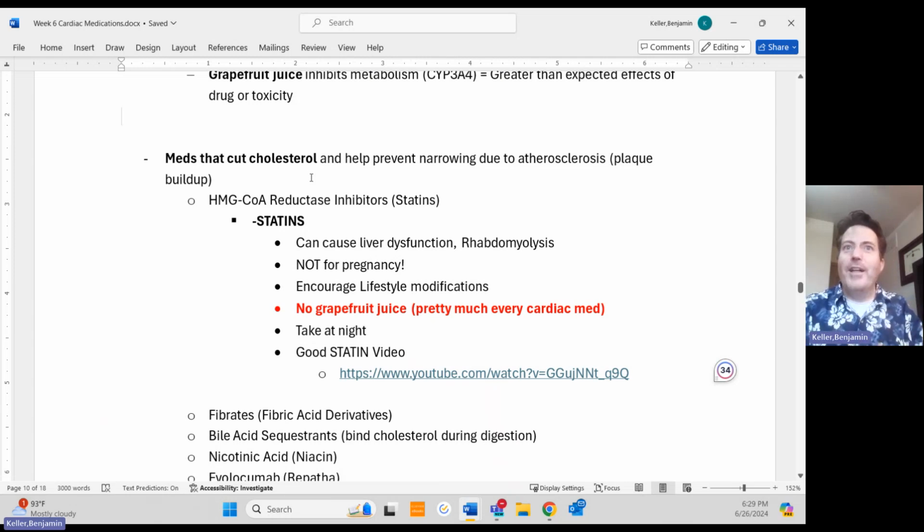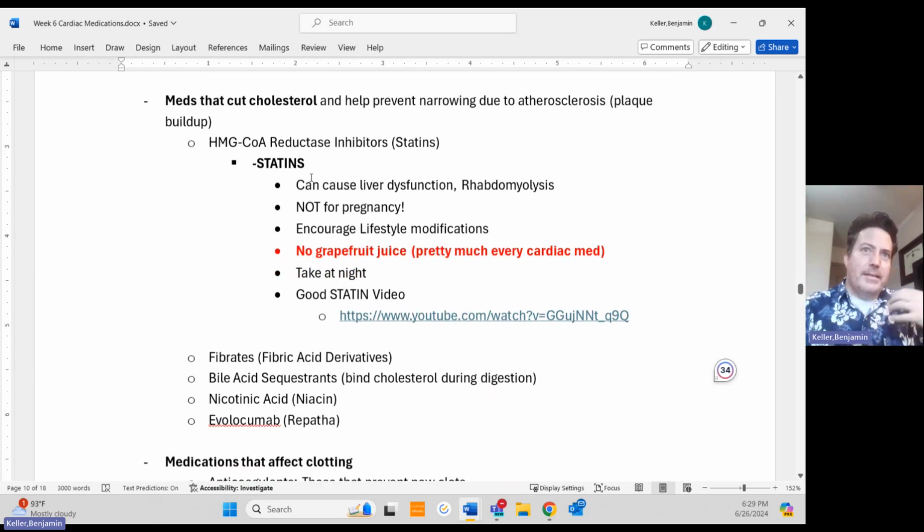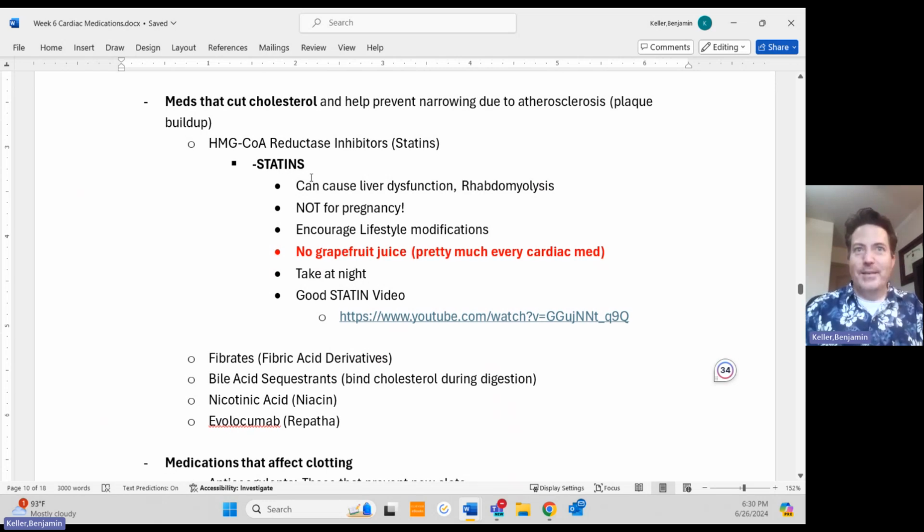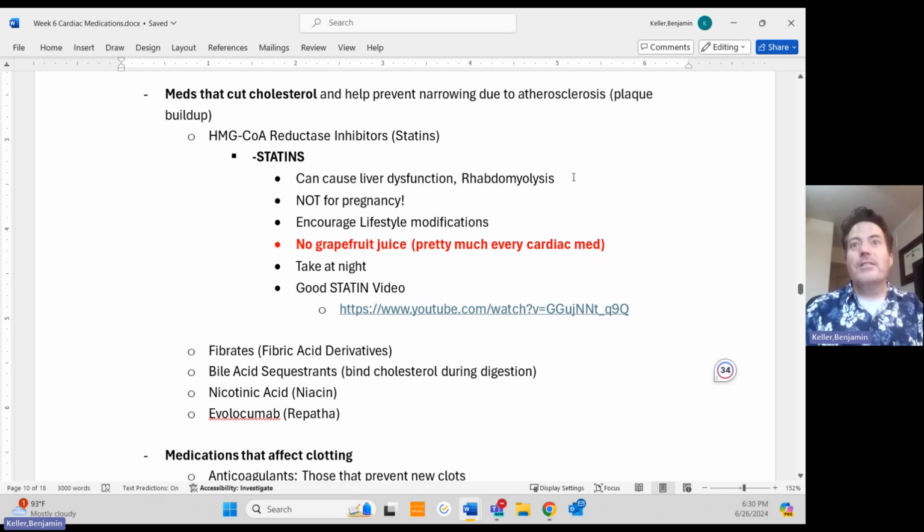So meds that cut cholesterol help with narrowing of the blood vessels, especially the coronary arteries due to atherosclerosis, which is that plaque buildup. There are the HMG-CoA reductase inhibitors. Most people never call them HMG-CoA reductase inhibitors. They call them statins because they end in statin. And so those are your drugs like rosuvastatin. They're great drugs, but they can cause liver dysfunction, they can cause muscle pain, and they can cause rhabdomyolysis, which is really bad muscle pain.